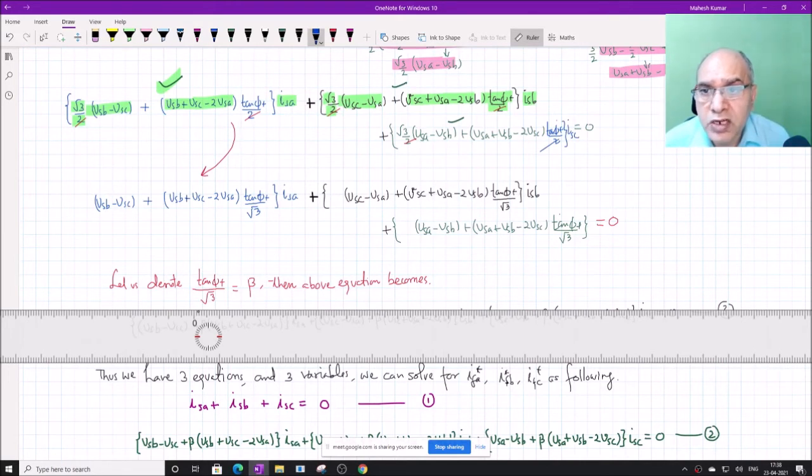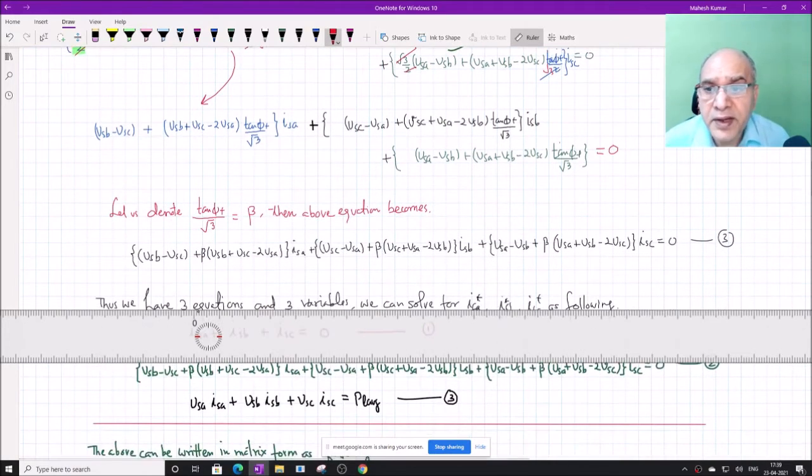Then divide by root 3 also, both the sides. So this root 3 will go here, and root 3 will come here. This will go here, this will come here. This will go from here, this will come here. So finally, what do we have? We have BSB minus BSC first term plus BSB plus BSC minus 2 BSA into tan phi plus by root 3.